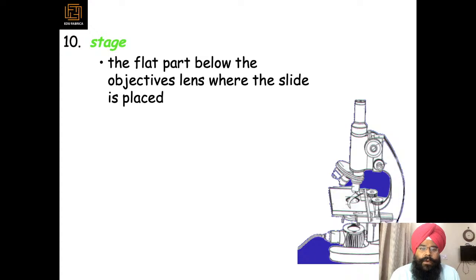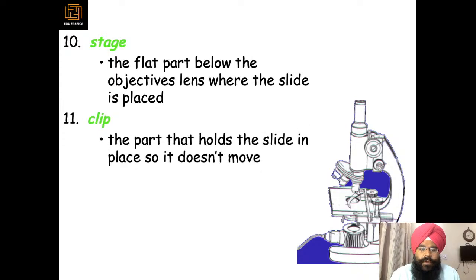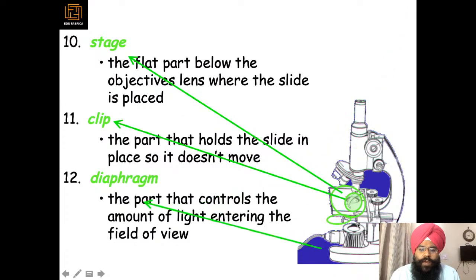The flat part below the objective lens where the slide is placed. So this is the flat part at the bottom, the stage. Then the clip is the one to hold your slides, which doesn't move. And then the diaphragm controls the amount of light that is coming from the bottom. You can control it while viewing.